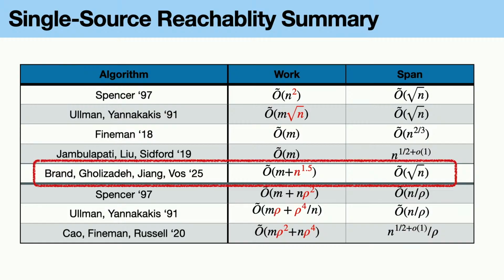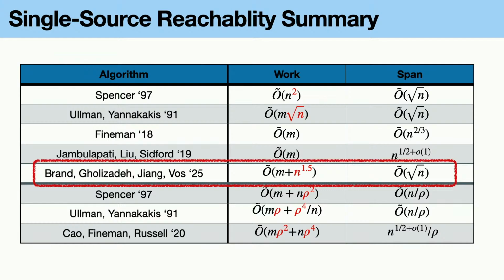One algorithm I'm not talking about is Van den Brand, Ghaffari, Zhang, and Vos in SPAA this past year, who showed an algorithm for min-cost flow that they could make parallel. This does have an n to the 3/2 work cost in it, so it's not linear work in total. But you can use this to solve reachability as well. I'm not covering that approach in this talk.